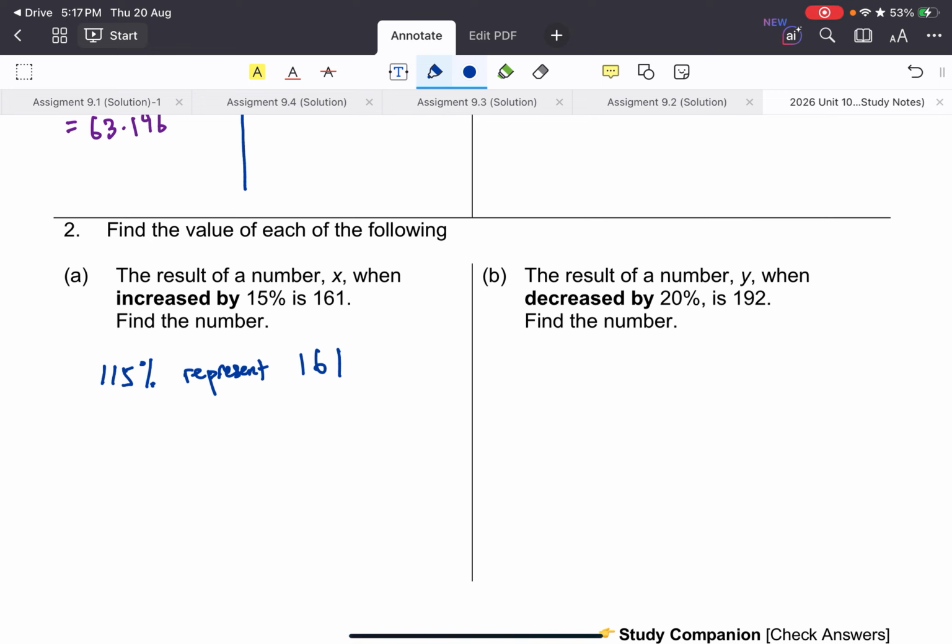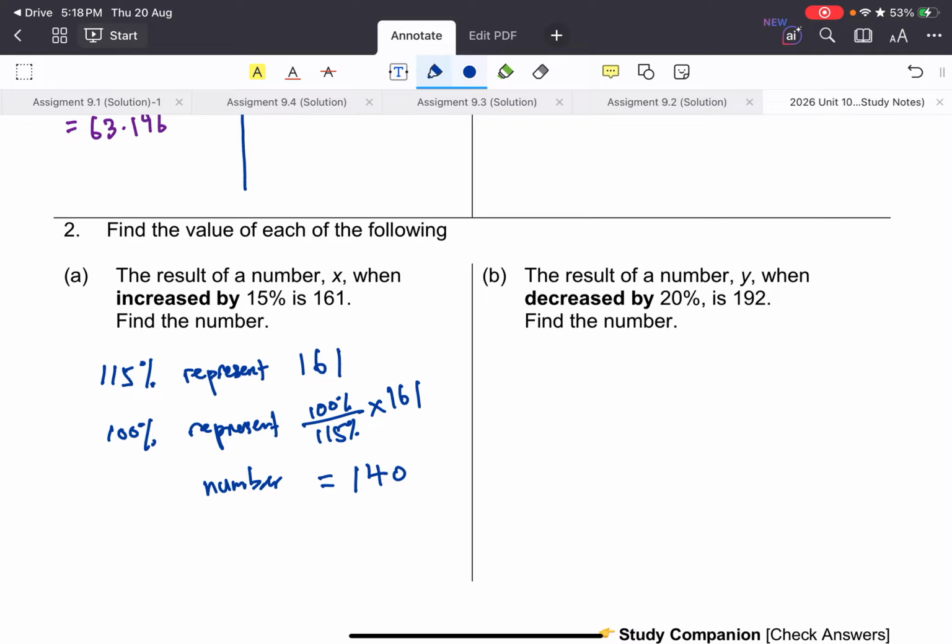If you are interested, we can find 1% first and then find the 100%, which is the original number. A quicker way, if you know what you're doing, is 100% represents the number, so just take 100% over 115% times 161, which gives us 140. So the number is 140, and you can write number equals 140. Down here, same idea: the value after the increase is 192.